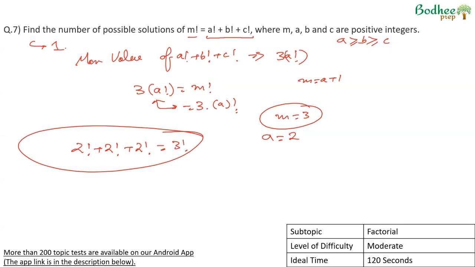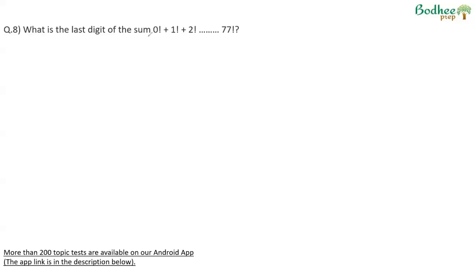There is always a chance of missing out on a case, and therefore, moderate to difficult level of difficulty. Attempt time maybe 2 to 2.5 minutes. What is the last digit of the sum?